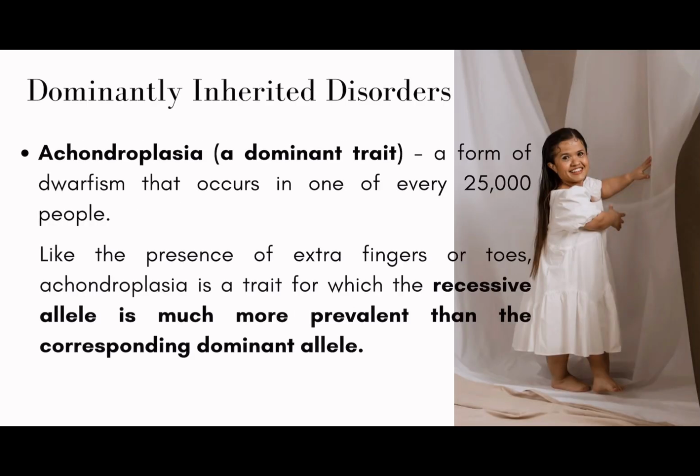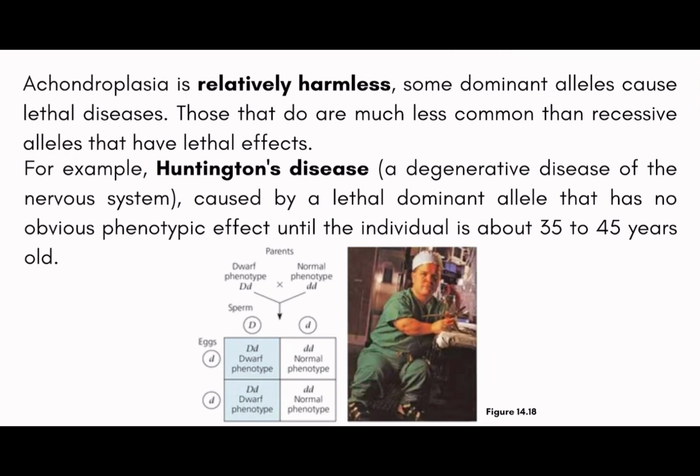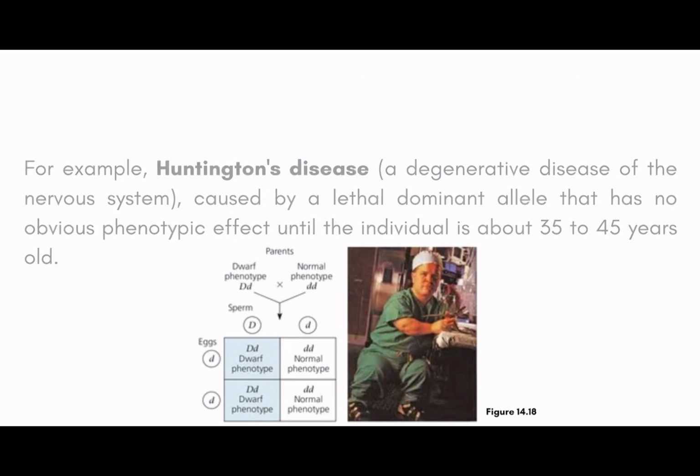Now, in dominantly inherited disorders, we have achondroplasia, a form of dwarfism that occurs in 1 out of every 25,000 people. Like extra fingers or toes, it's a trait where the recessive allele is more common than the dominant. Unlike achondroplasia, some dominant alleles cause lethal diseases. For instance, Huntington disease is neurodegenerative and fatal, with a 50% chance of inheritance. The availability of genetic testing brings a difficult decision for those with a family history.